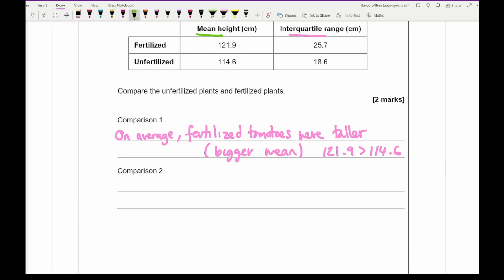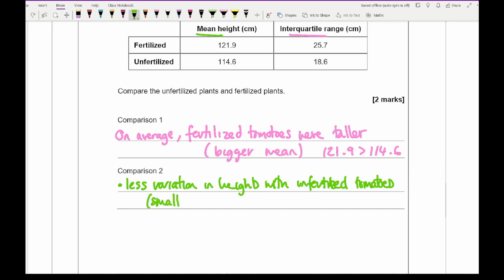We're looking at the spread of that. Now there's a couple of statements you could have. You could say that there's less variation in heights with unfertilized, spelled that wrong, with unfertilized tomatoes, and this is shown by a smaller IQR. And again, if you want to quote the values, then that's fine, 25.7.